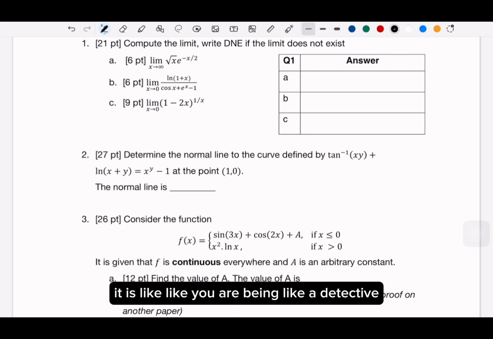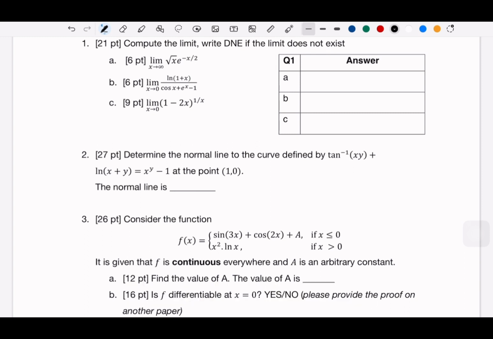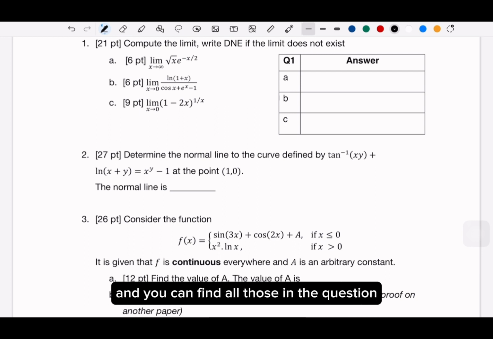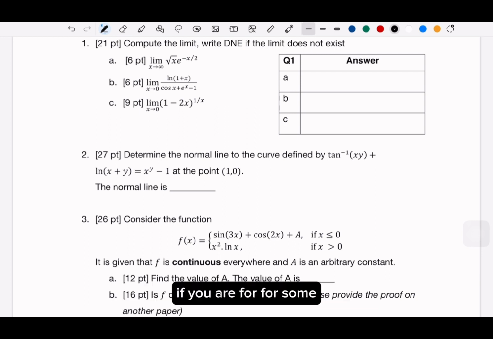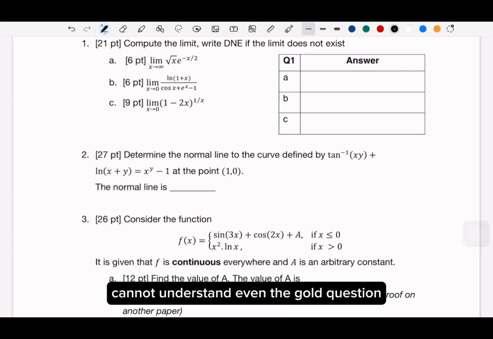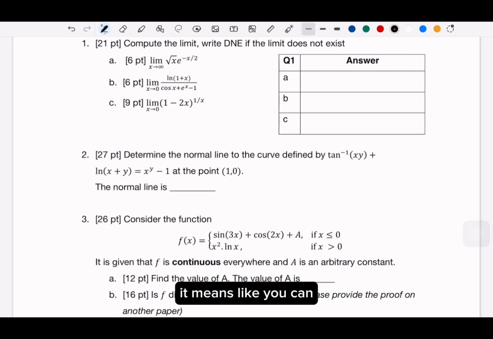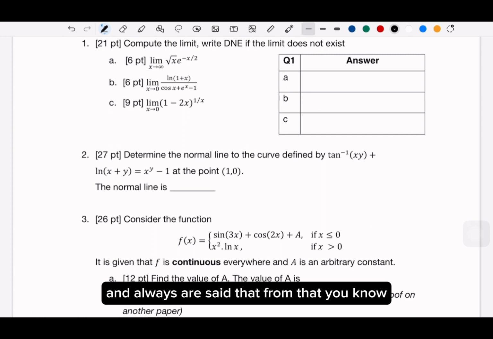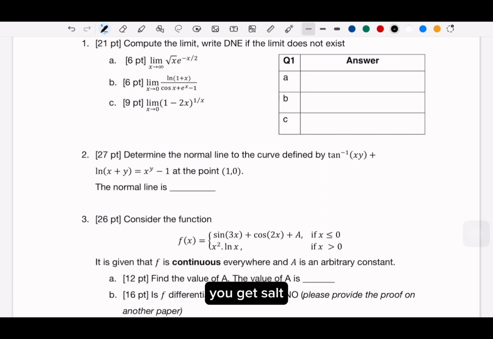Okay, that this is true because of this. So it's like you are being a detective. You are trying to solve a case. You need to have the evidence, who is the culprit, for example, and you need to find all of those in the question. If for some reason you cannot understand even the goal of the question, you can ask yourself how many percent you know and how many percent of what you know you can solve. Hope this makes it clear.